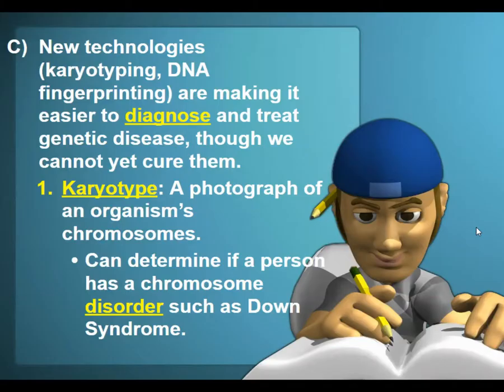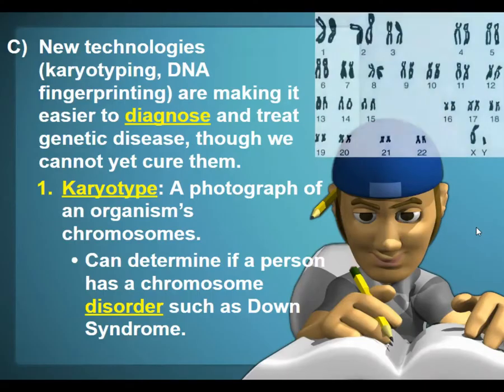So our new technologies that keep expanding and growing, some of them are called karyotyping and DNA fingerprinting, and they're making it easier to diagnose and treat genetic disease. Although we can't cure all of them yet. So a karyotype is a photograph of an organism's chromosomes. They usually take a picture of their chromosomes as they're going through mitosis or meiosis, and it can determine if a person has a chromosome disorder like Down syndrome.